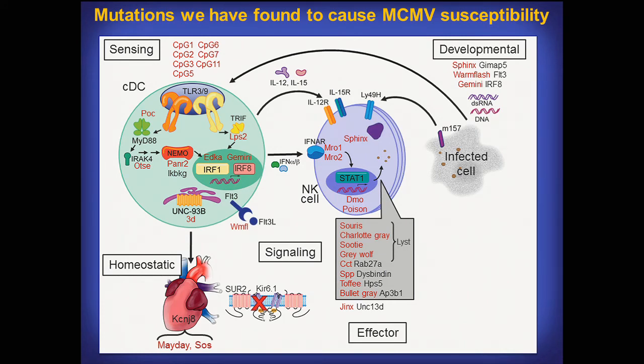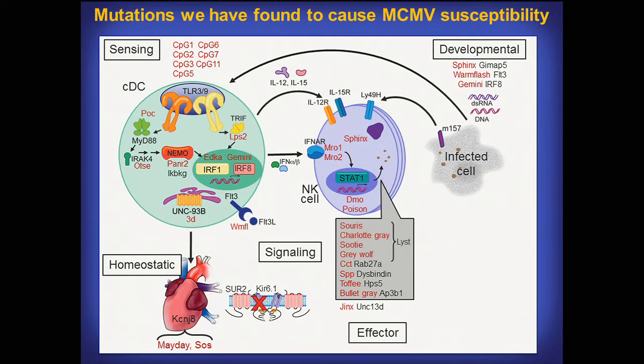An unexpected mutation called Mayday and a later allele called SOS showed up in the screen. Both of these mutations were in KIR 6.1, one component of an ATP-sensitive potassium channel that was located in the vascular endothelial cells. And it appears that these mice, which die very suddenly and early on following infection, are dying principally of myocardial ischemia or arrhythmia. In other words, these proteins are not needed for the cytokine response per se, but they're needed to survive the cytokine response. And those mice are also killed very easily by tiny amounts of lipopolysaccharide.